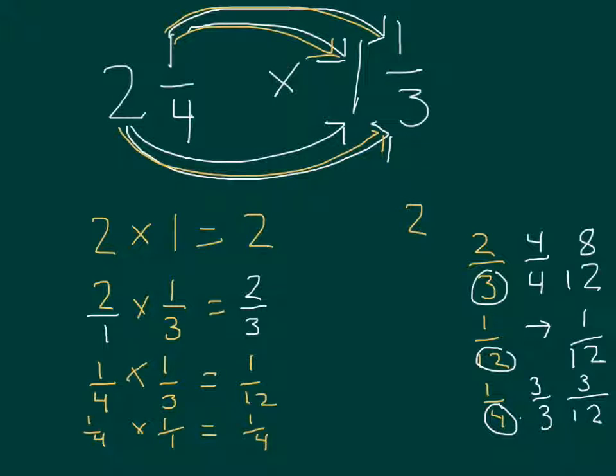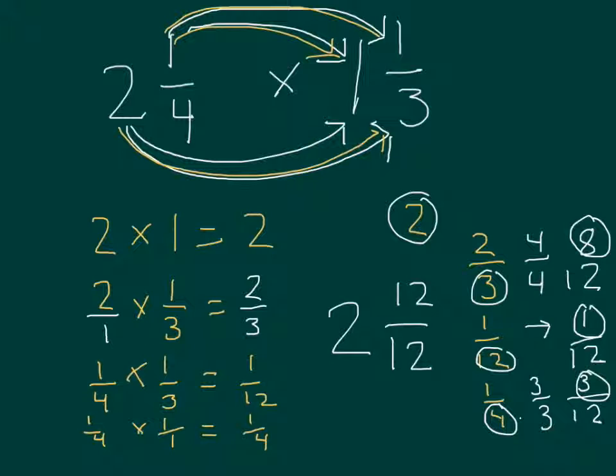Now I'm finally ready to add. My whole number will stay the same. My denominator is 12. 8 plus 1 plus 3 equals 12. 2 and 12 twelves is equivalent to 3. So like I said, this method has many more steps, and if you don't keep your work organized, you may run into problems. So it's important for you to just decide which method works best for you.